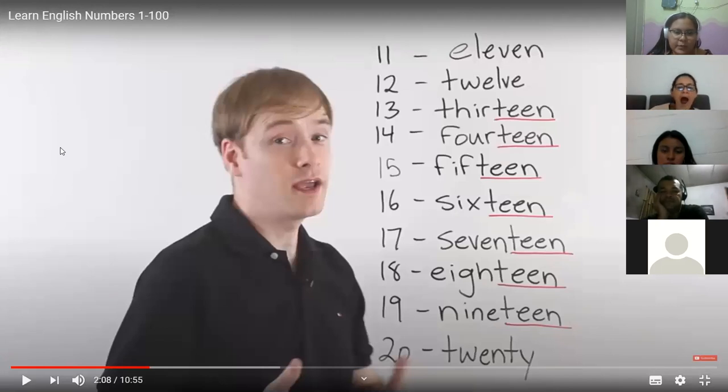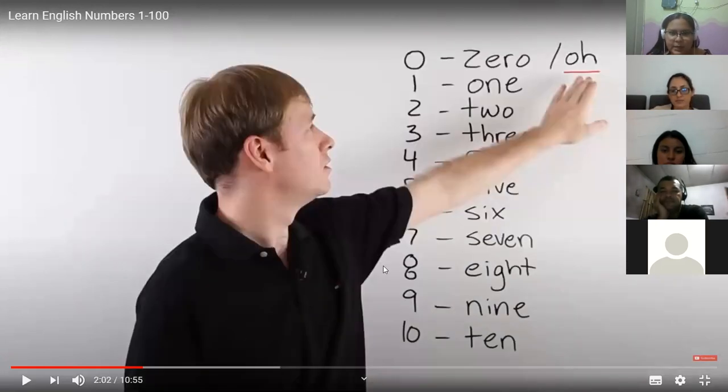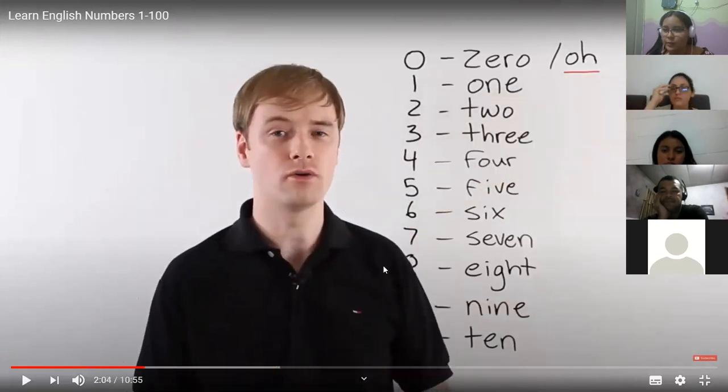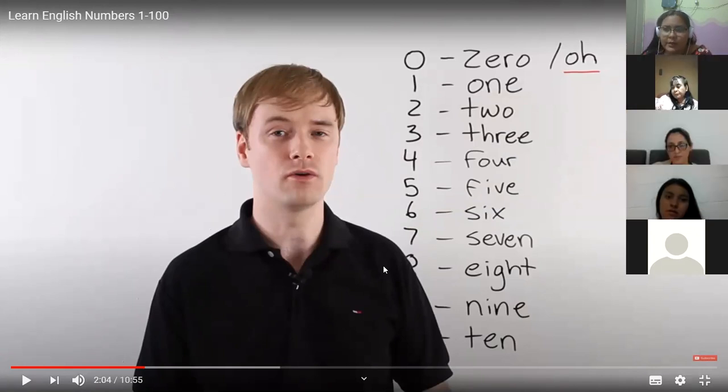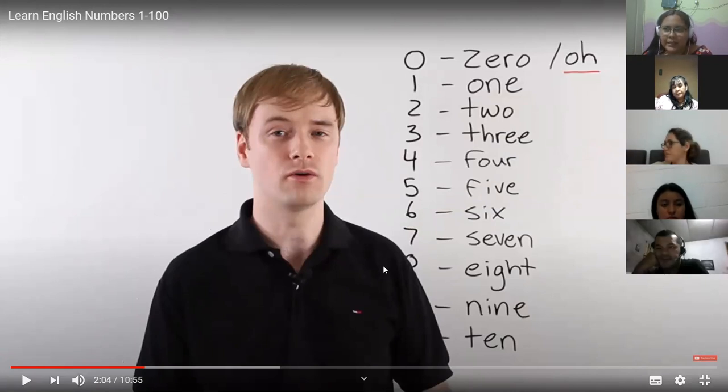Okay, so the first numbers are the basic numbers. So let's repeat. Everybody, please repeat. One, two, three. With the number three, be careful because if you say tree, you're talking about the tree, the big arbol, el arbol. But in this one it is three. Three. The next one is four.